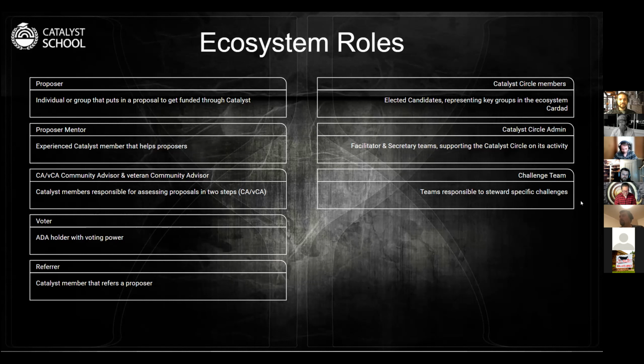Maybe Catalyst natives, as Chris presented today. Maybe they are going to be a different role. I don't know, but yeah. So these are the current roles that exist in Catalyst.